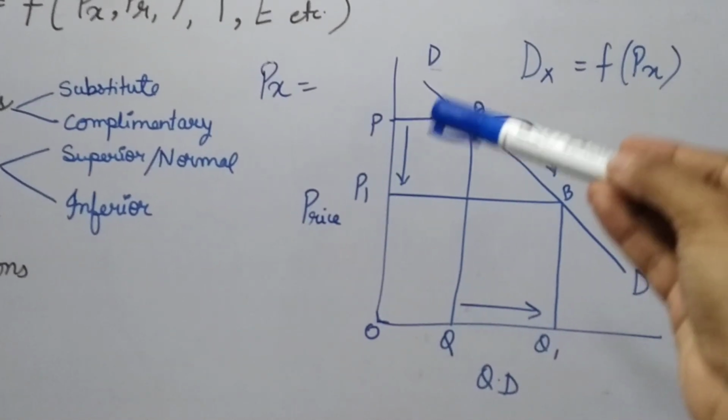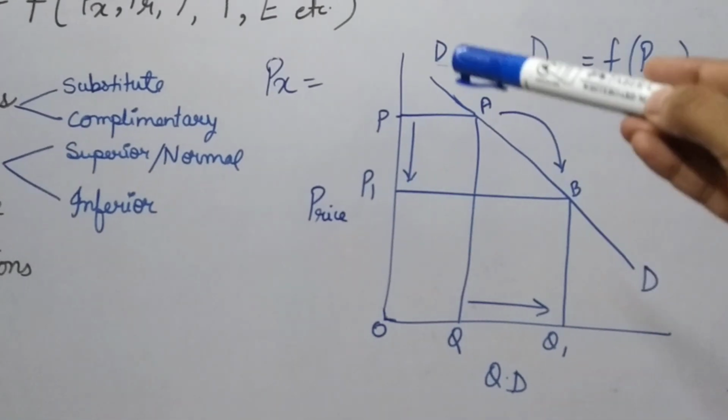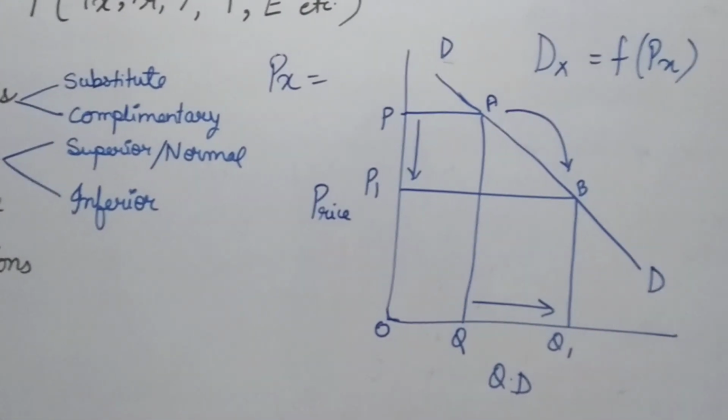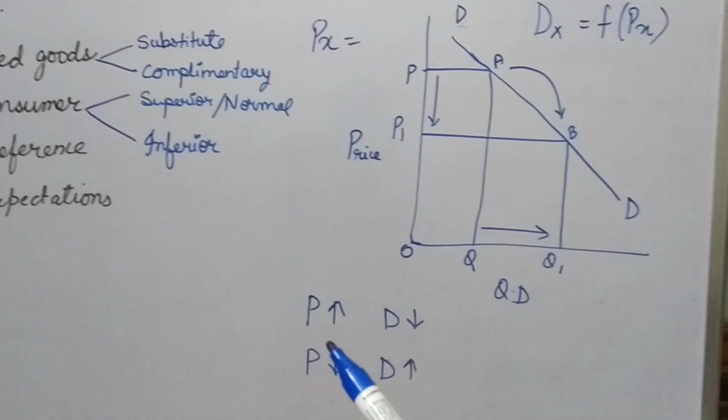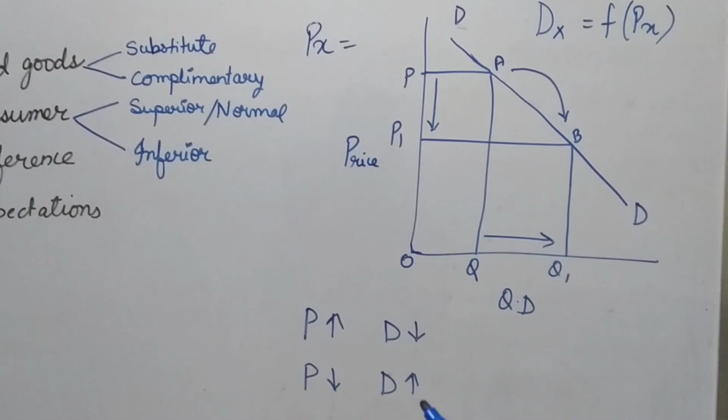That means when the price reduces, consumption increases. Similarly, when the price increases, consumption will reduce. So in short we can say, when the price increases, demand decreases. When price decreases, demand increases.